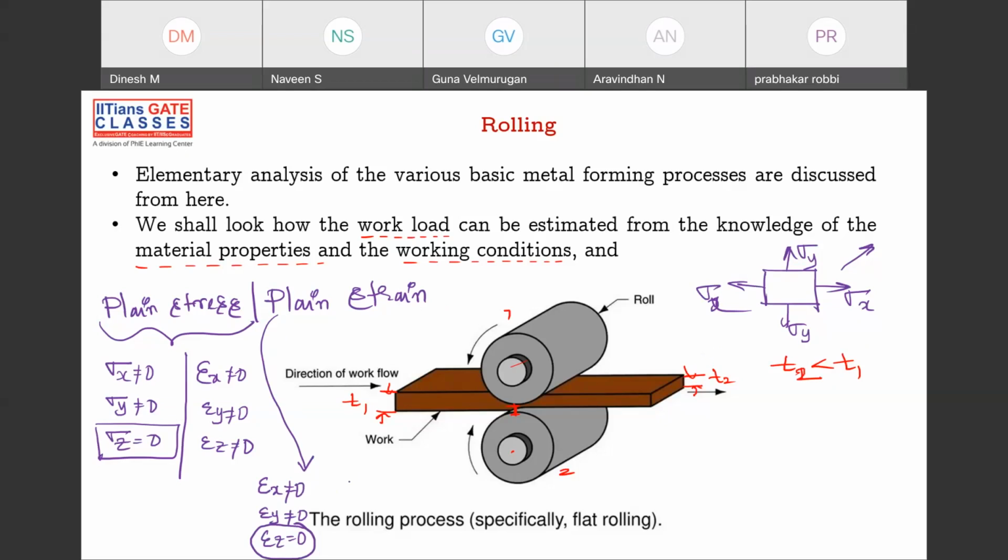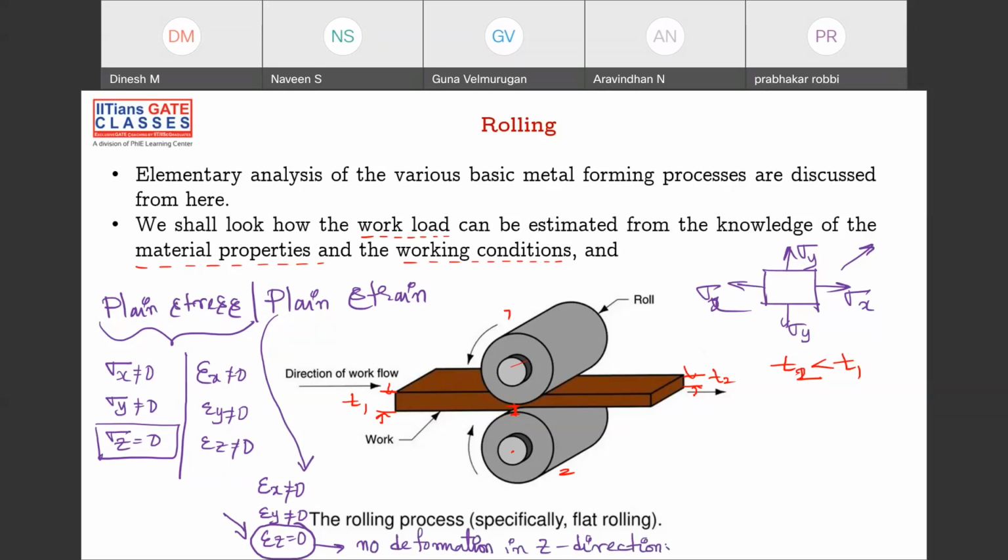Then we'll come back and discuss why rolling is plane stress, or why rolling is plane strain. Is it plane stress or is it plane strain? We'll discuss that. But we have to understand that in the z direction, you don't have any strain. In the sense, you don't have any deformation in the z direction. That is what you have to understand. If epsilon z is equal to 0, it means no deformation, no expansion or no compression in the z direction. That you have to understand.